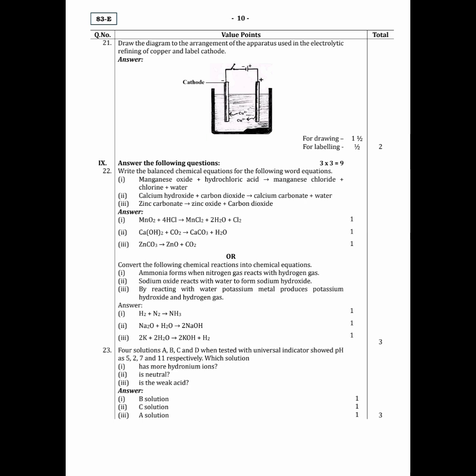Question number 23. Four solutions A, B, C and D, when tested with universal indicator, showed pH as 5, 2, 7 and 11 respectively. Which solution has more hydronium ions, is neutral, is the weak acid? Answer: B solution has more hydronium ions, and C solution is neutral. A solution is the weak acid. Fine students, did you get this?